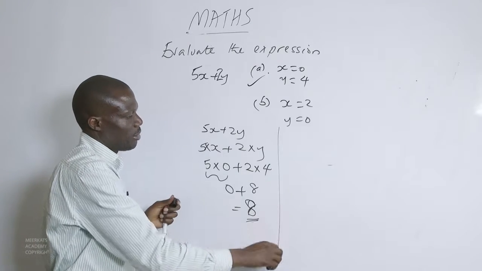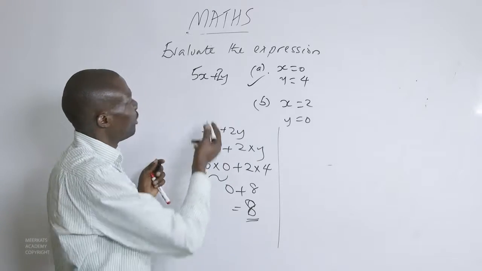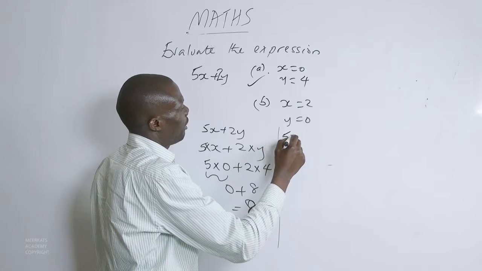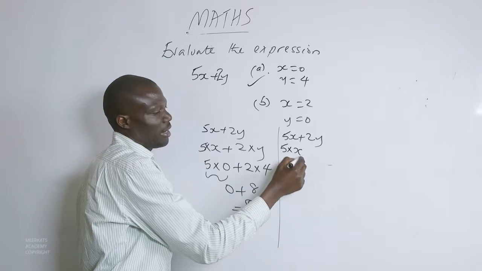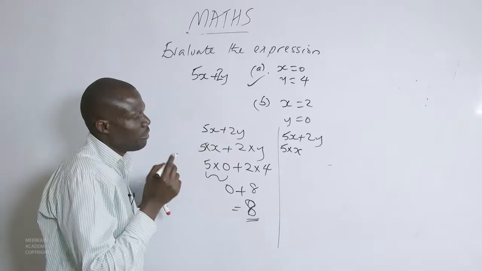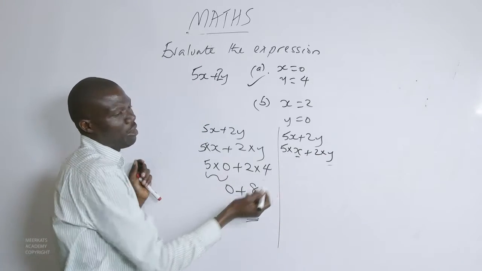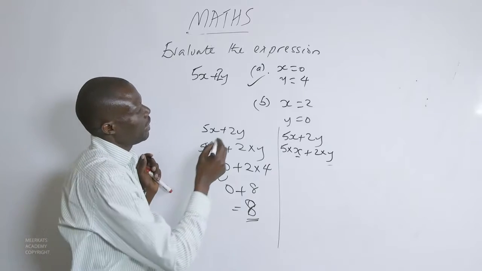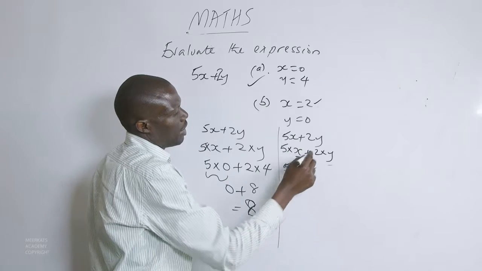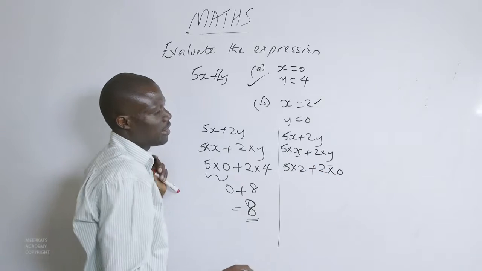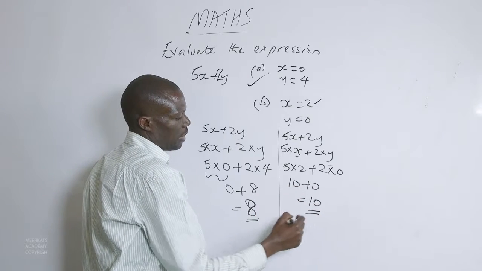You can look at the same when the value of y is 0, but the value of x is 2. Maintaining the same expression, 5x plus 2y. Now, this is the same as 5 multiplied by x. When you multiply 5 by x, then 2 must also be multiplied by y. But what's the value of x here? The value of x here is 2. So 5 times 2 plus 2 times y, and y is 0. So you'll find that this is 10 plus 0, which is equal to 10.